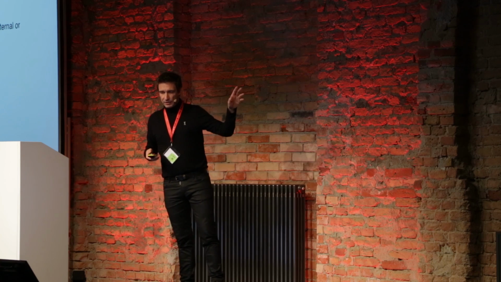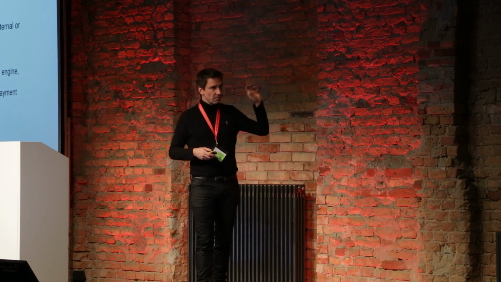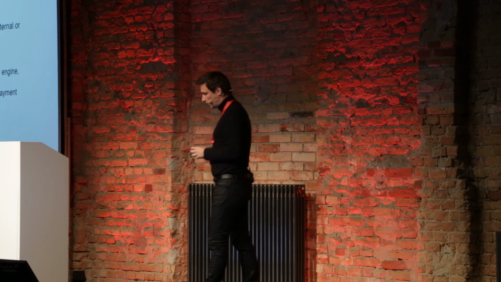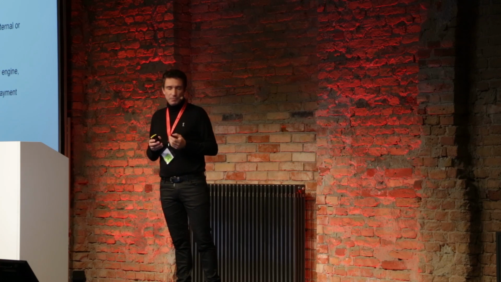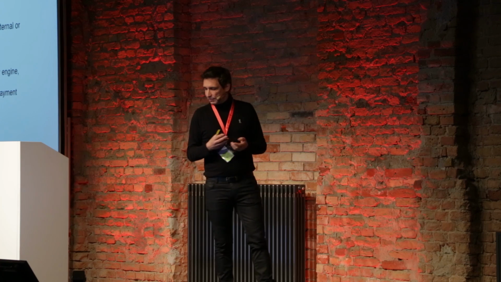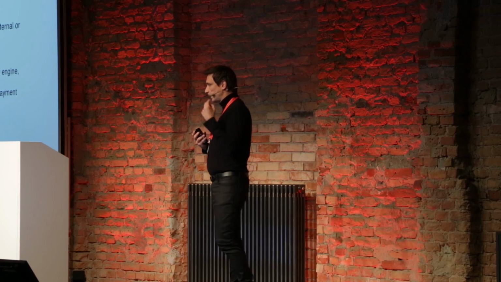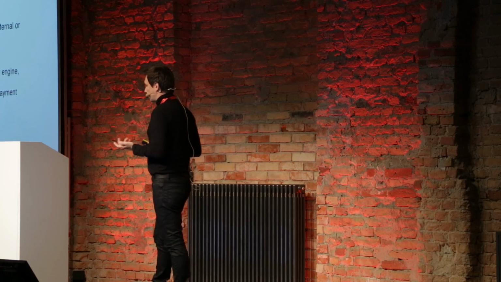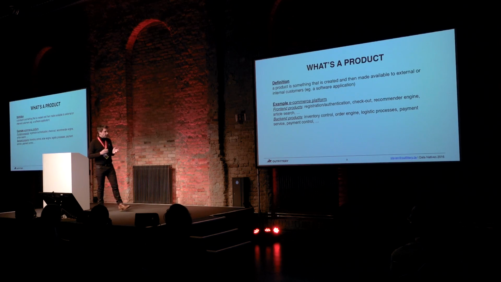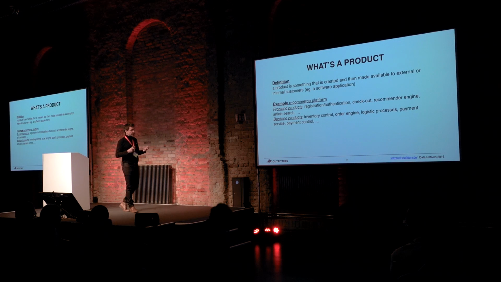To give you an example, a classical e-commerce platform, for example, Zalando or Amazon. It is composed of a lot of products, actually. The front end is composed of registration, authentication. You have the checkout as a product. You have the recommender engine as a product. Article search. So a lot of products that contribute to the overall success of the platform.